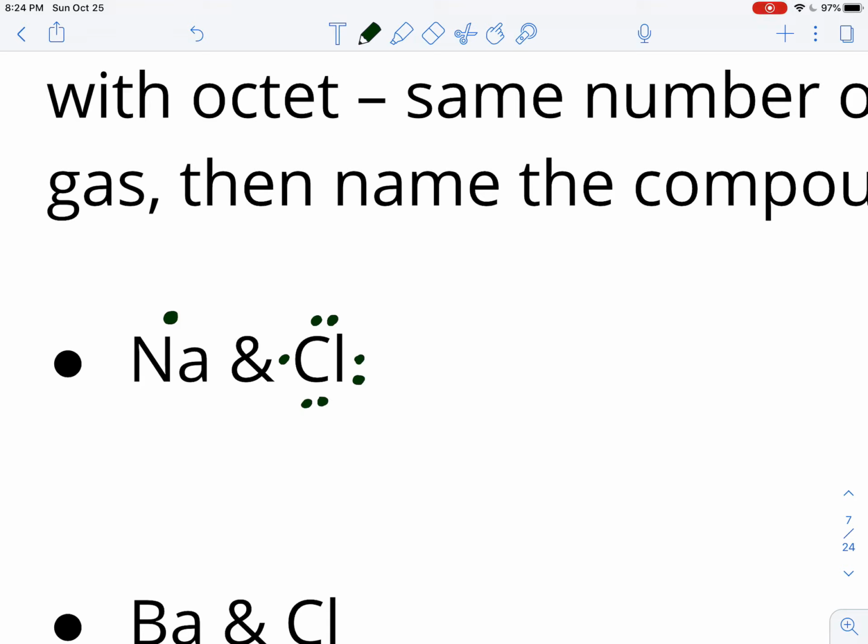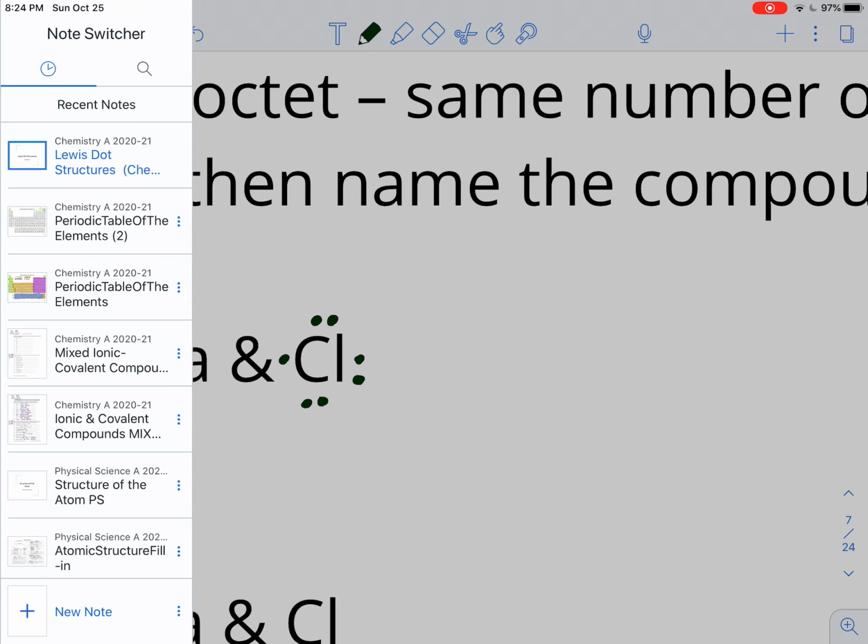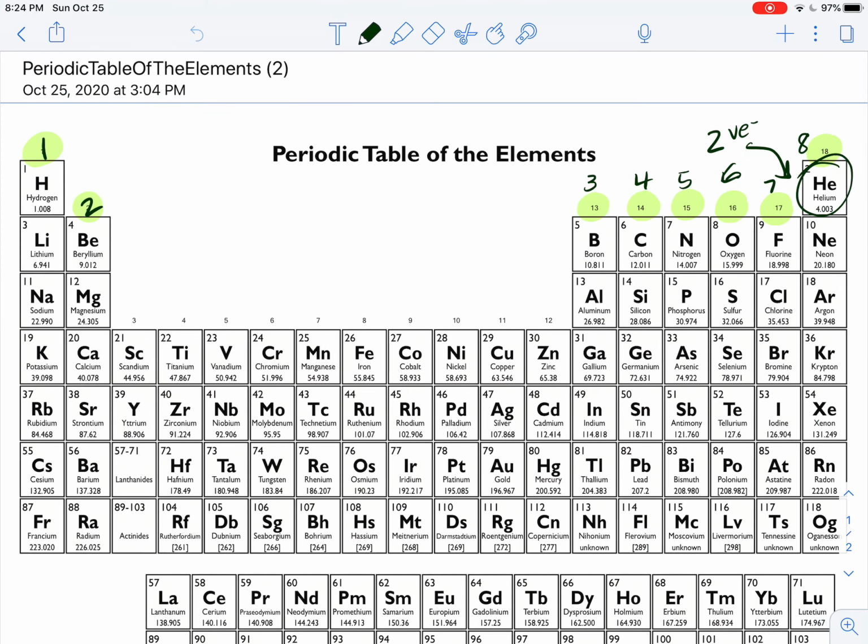So it looks like chlorine here only needs 1 more electron to look like a noble gas. It already has 7 valence electrons. It's only 1 electron away from an octet. Sodium, if I take a look at where it is on the periodic table, has 1 valence electron. If I lose that valence electron, then it can actually look like neon in its electron configuration.